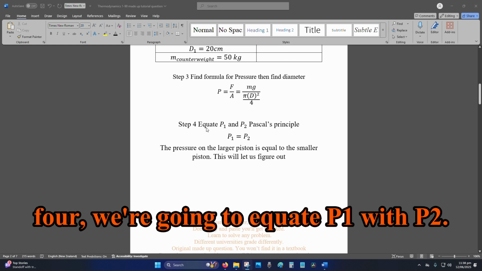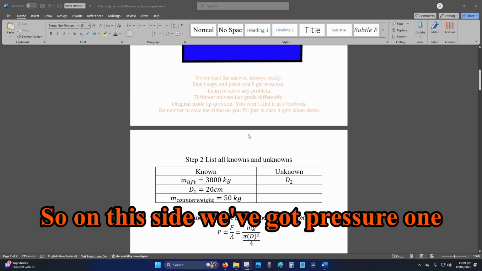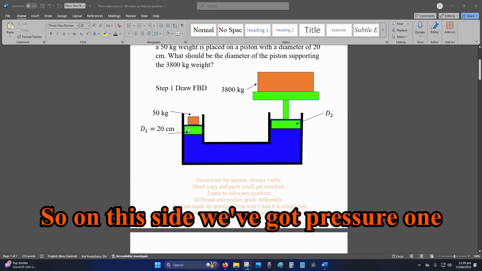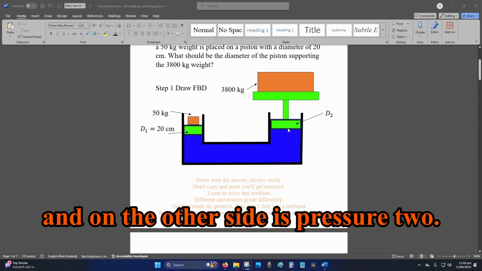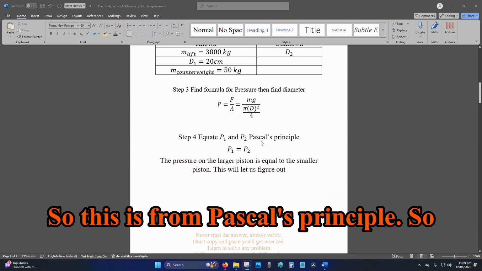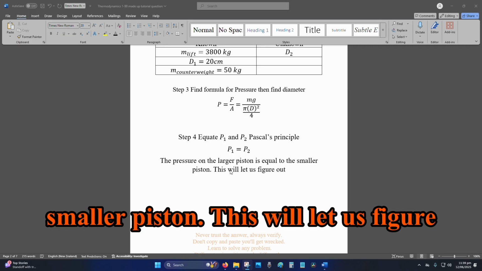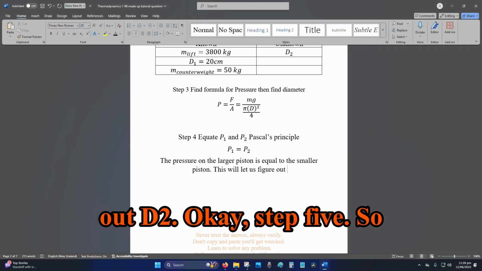Step 4, we're going to equate P1 with P2. So on this side we've got pressure 1, and on the other side is pressure 2. So this is from Pascal's principle. So the pressure on the larger piston is equal to the smaller piston. This will let us figure out D2.